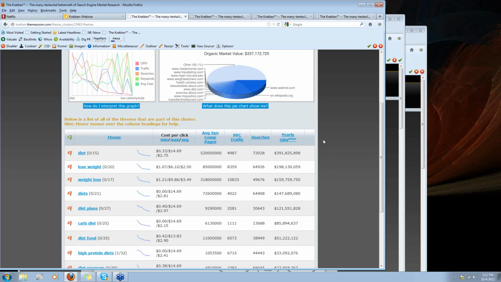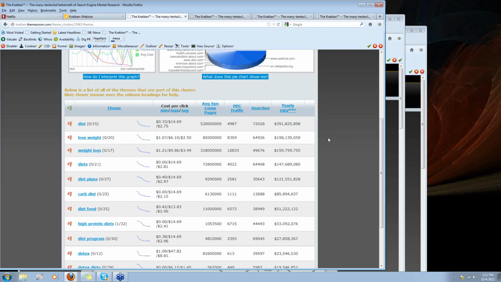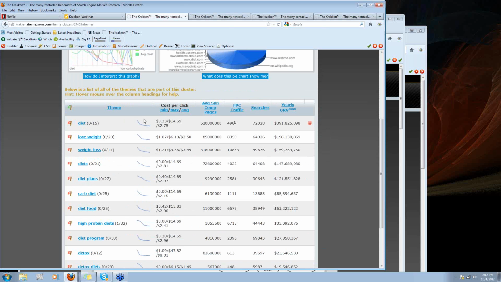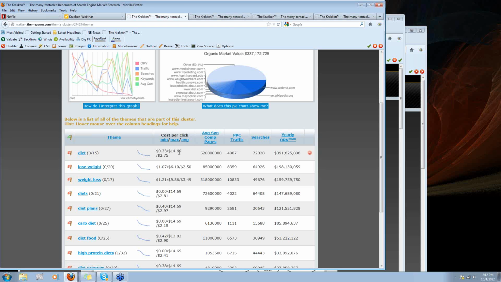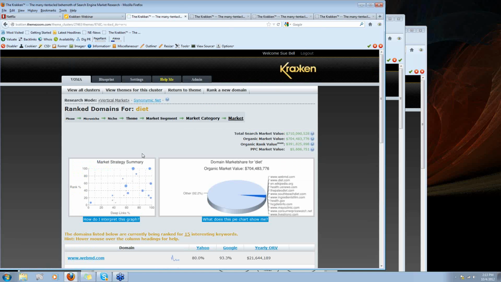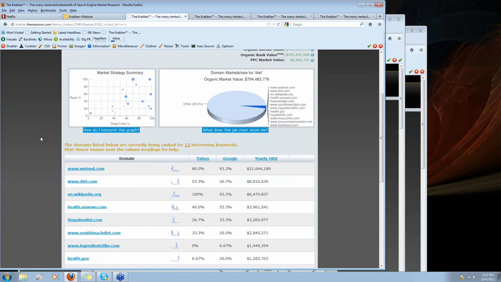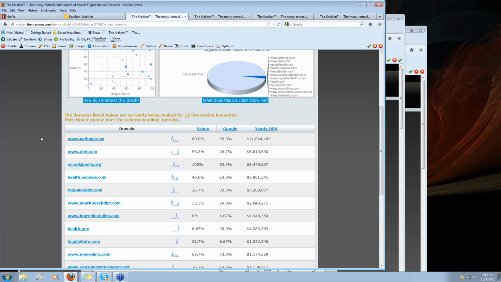All right, the other thing I want to show you here on the cluster screen is this line right here. Keep in mind that this line represents an entire theme and not just a keyword. It shows the people who are ranked for this keyword: the domain ORV, organic rank value, fall off, thumbnail. You can click on it, and it takes you right into that theme and the ranked domains for that theme, where you can see who's ranked for the keywords within this theme.